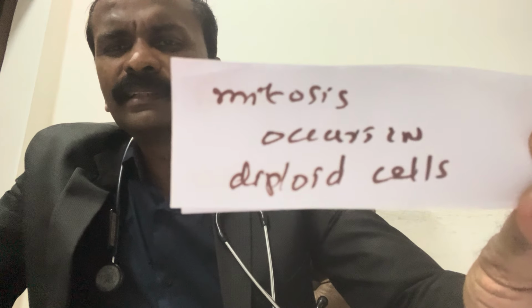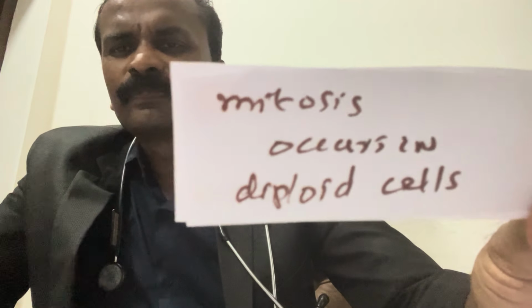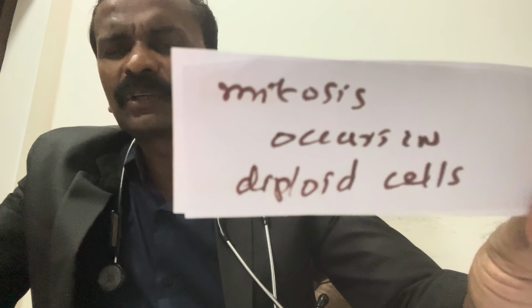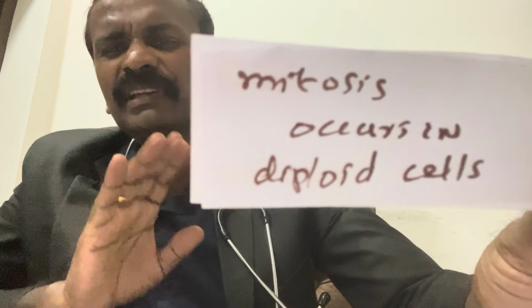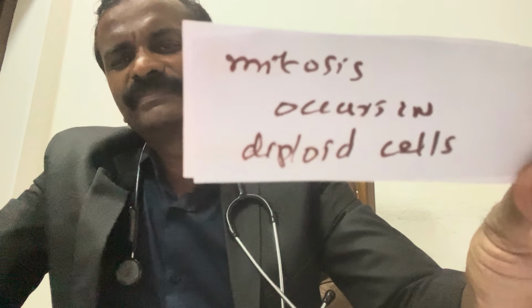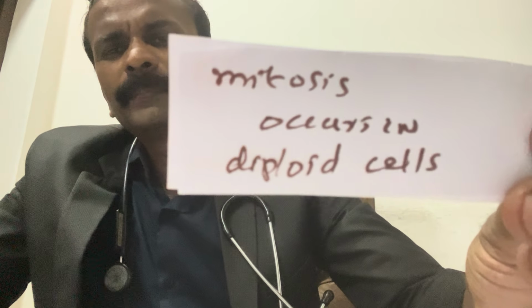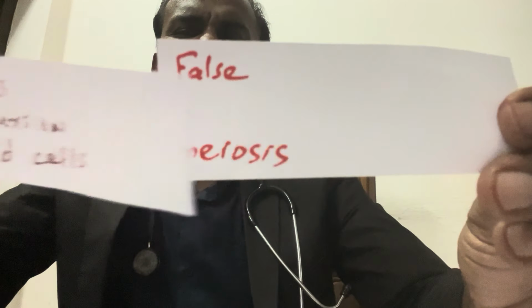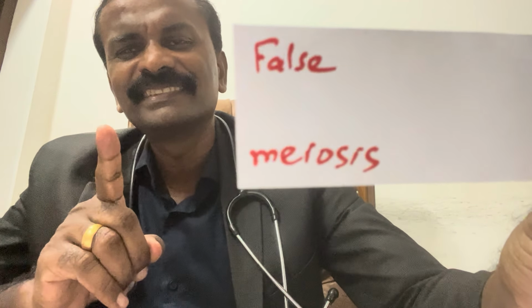Mitosis occurs in diploid cells. True or false? Mitosis occurs in diploid cells. Very, very, very frequently asked MCQ. They have asked so many times. Mitosis and diploid cells. True or false? False. Meiosis occurs in diploid cells. Remember that? Meiosis, diploid cells. Okay.